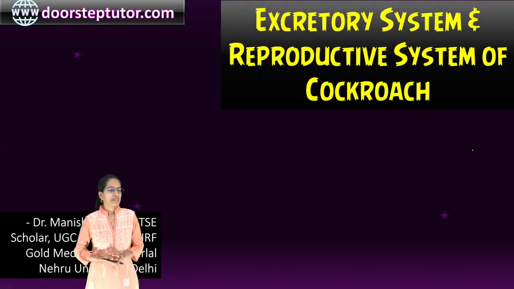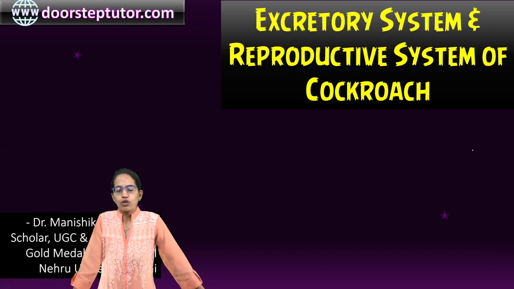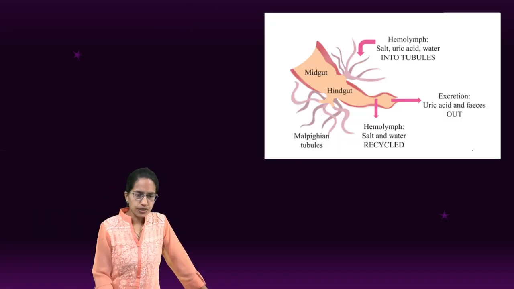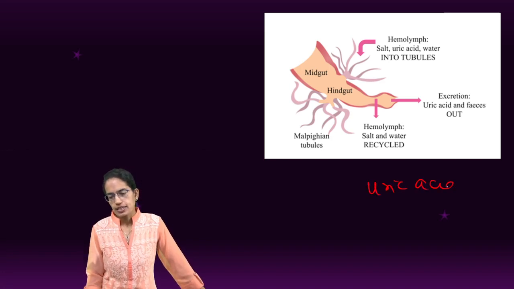Welcome back. In the previous classes, we had talked about the anatomy of cockroach and the various other systems. In this section, we would focus on two specific systems, excretory system and reproductive system. To begin with, excretory system. The metabolic waste is in the form of uric acid. That means cockroach is an animal which is uricotelic. That's the first thing we need to understand.